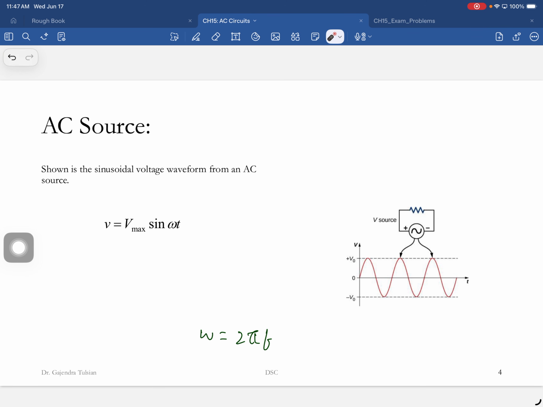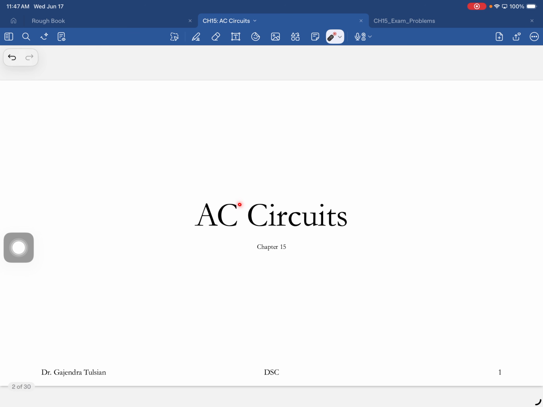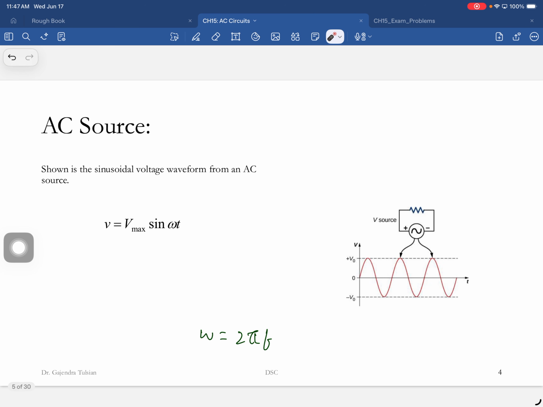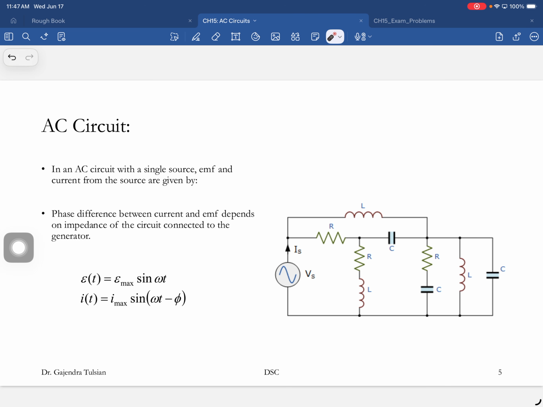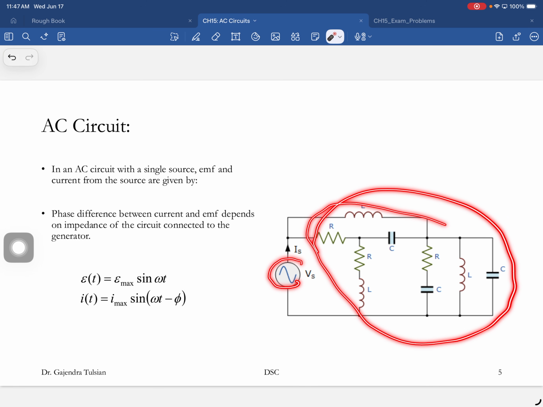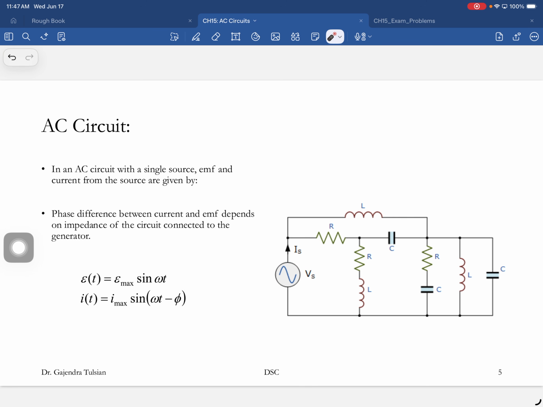Now what this chapter is about is that we're going to apply an AC source to our circuit. So here's an example. We're applying an AC source to this circuit. This is our load. In a circuits course, you'll want to know the current through each element. That tells you how much power is being delivered to each element and so on. That's a different thing.